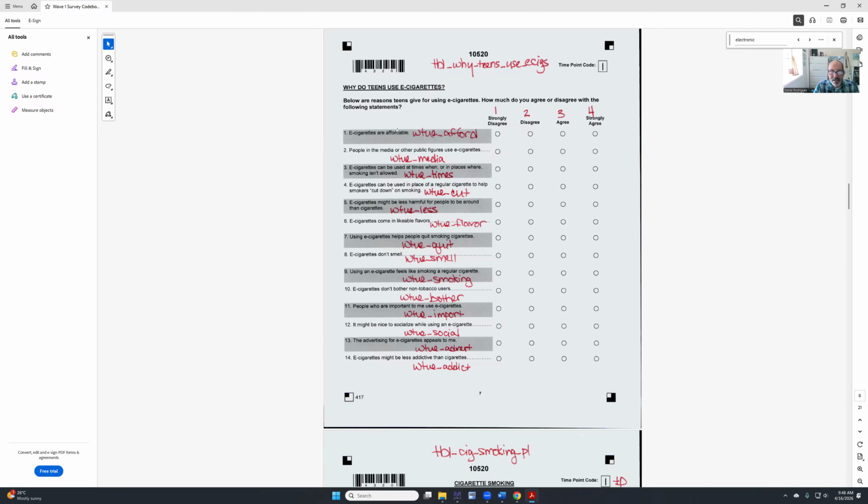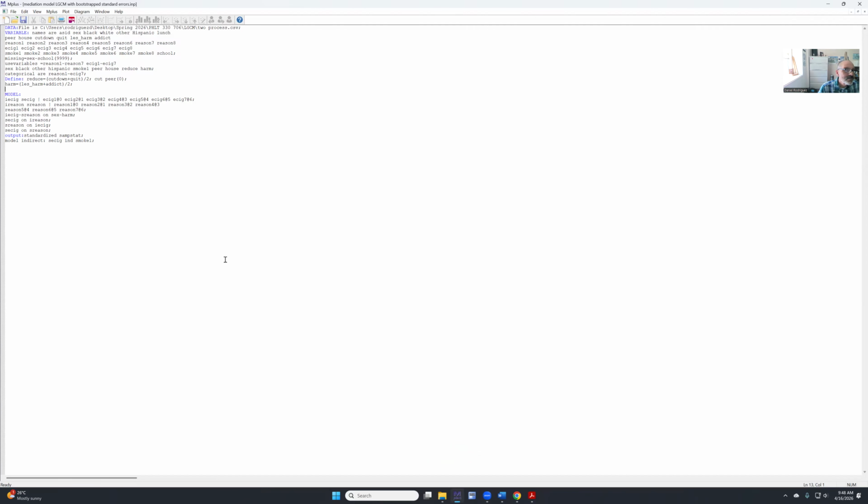And I think I was looking at this variable here, why do teens? So this was from the original study. Why do they use them? E-cigarettes are affordable. People in the media or other public figures use e-cigarettes. So it's a measure to see, do these reasons impact why somebody would choose to smoke an electronic cigarette? So that's what we were looking at there.